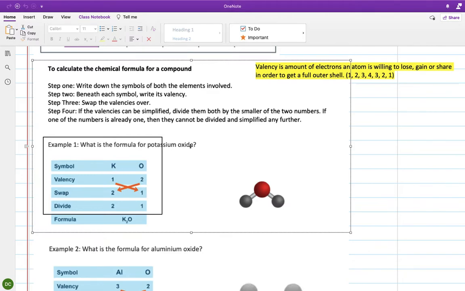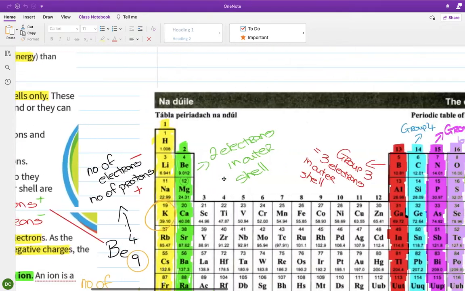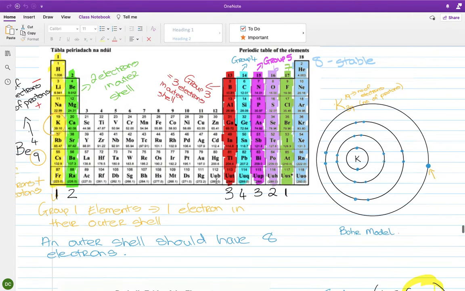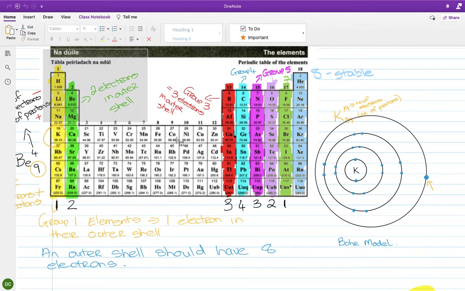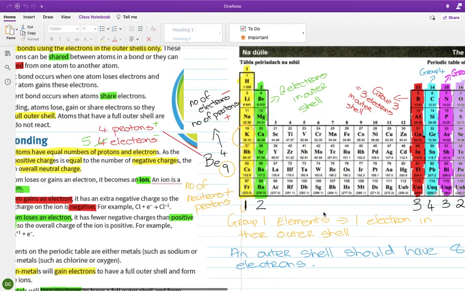So potassium oxide. Obviously this is potassium, and oxide is oxygen. So the symbol for potassium is K, and the symbol for oxygen is O. I'm going to need to bring this down because it's a pain going up and down, so I'll just snip it again. Just make sure I have the valencies in.